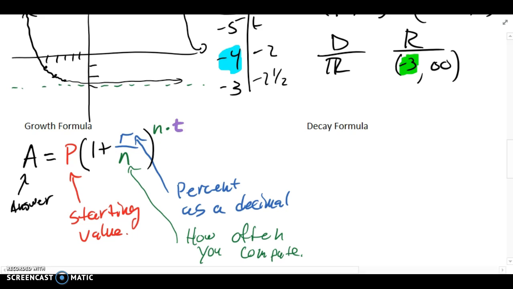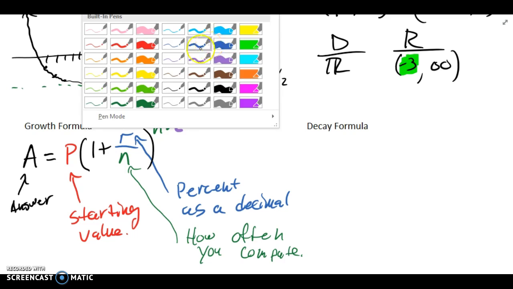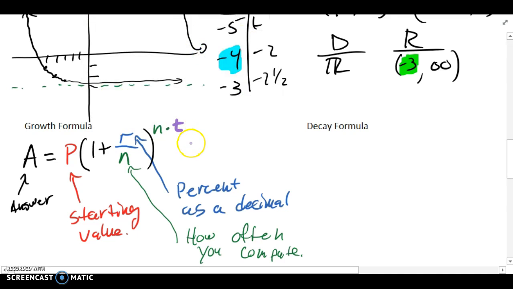And then you have another one there. T is usually time in years, or if the time changes, it's time, okay? Sometimes it's hourly, like if you're doing bacteria, sometimes it's minutes or hours that you use. But those are the values, and so you just kind of plug and play them.